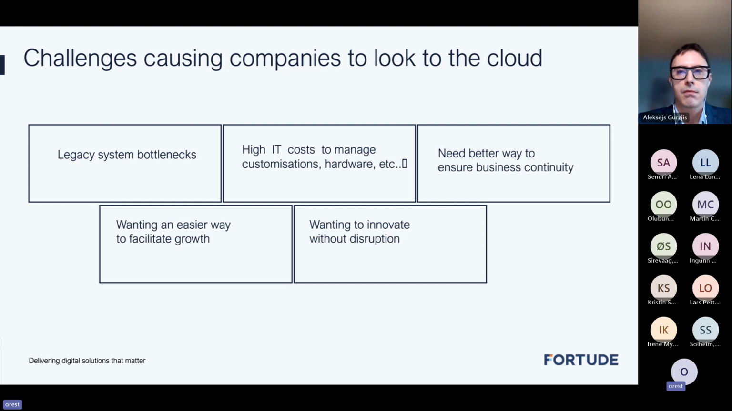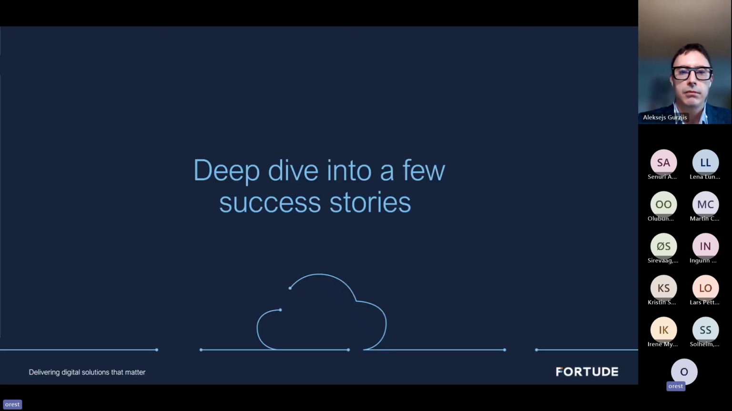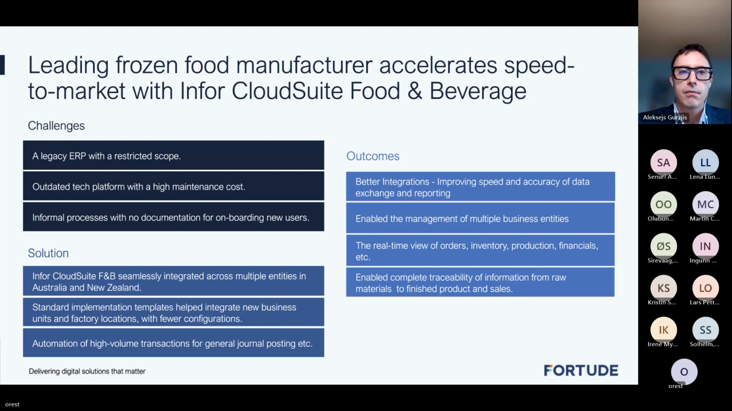So those are key factors that were part of some decisions that companies were looking at, that we have had experiences with. Now let's talk a little bit more about some key success stories with the solution itself. So when it comes to things like what we just mentioned, another example would be a leading frozen food manufacturer who went to market with CloudSuite Food and Beverage. Their challenges were, again, legacy ERP, an old technology platform itself, and no documentation for bringing in new users.